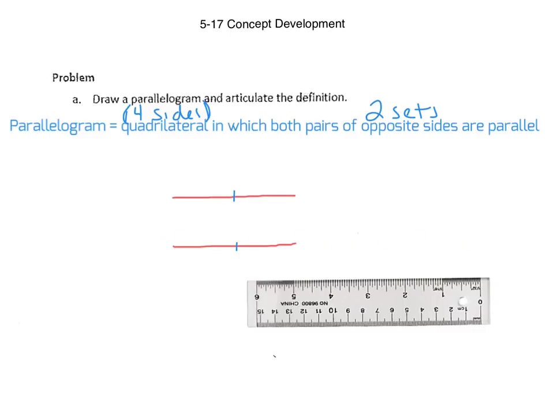So now I need to create another set of parallel sides because it says 2, not just 1 like the trapezoid. Now I have to have 2 sets of parallel sides. So I'm going to find just a rectangular shape and I'm going to trace it to get those parallel sides because I know that a rectangle can create parallel sides.